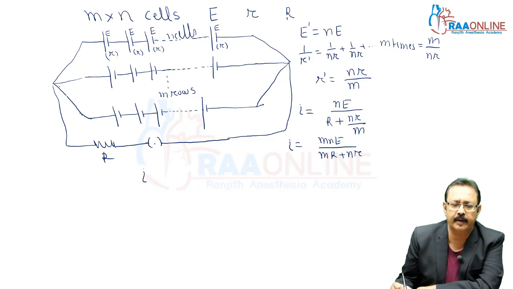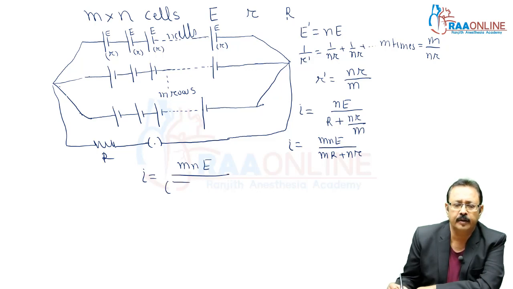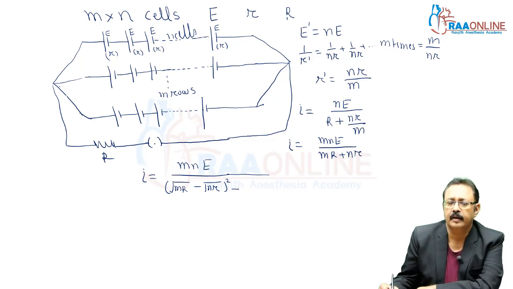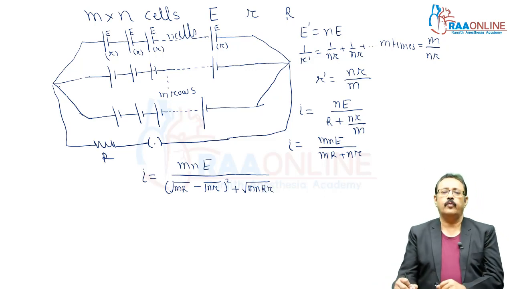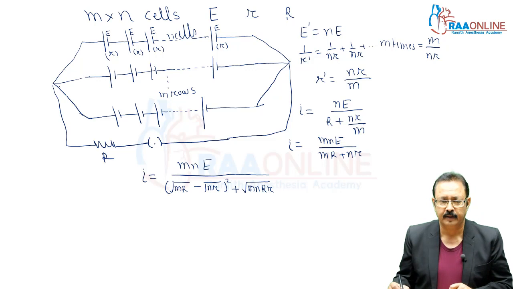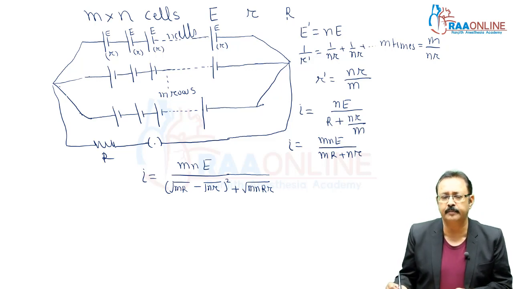How to get maximum current? Tough to tell. So I am changing the expression like this. I am writing denominator root MR minus root NR whole square. I will get these two terms. Extra term I am removing by adding that root MN RR. Now we know that only with the help of this term we can maximize the I.